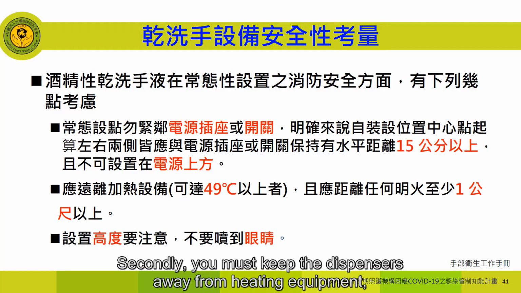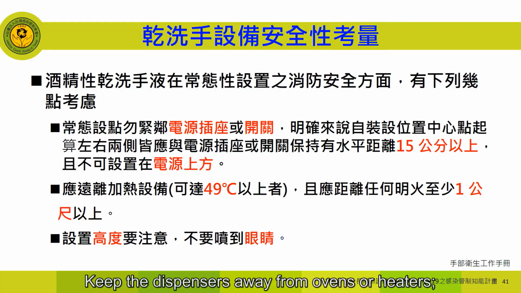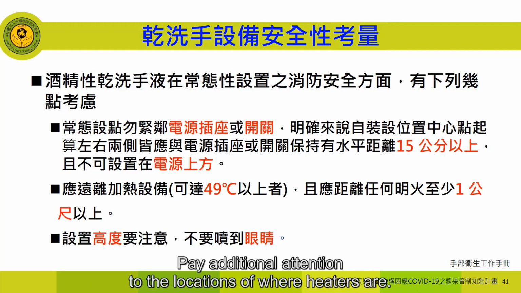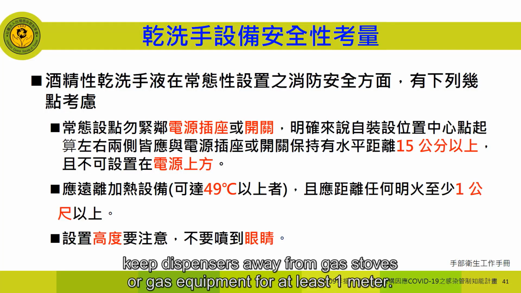Secondly, you must keep the dispensers away from heating equipment that can produce a temperature of over 49 degrees. Keep the dispensers away from heaters. Pay additional attention to the locations where heaters are. Please also keep dispensers away from flames. For example, keep dispensers away from gas stoves or gas equipment for at least 1 meter.